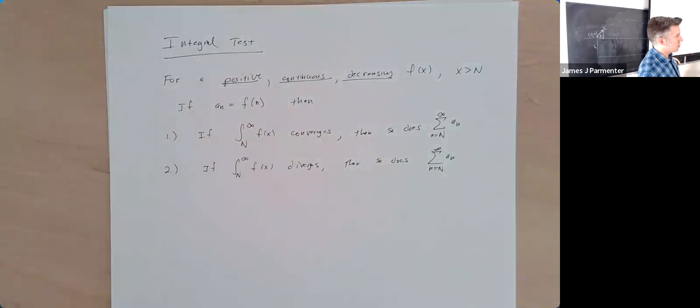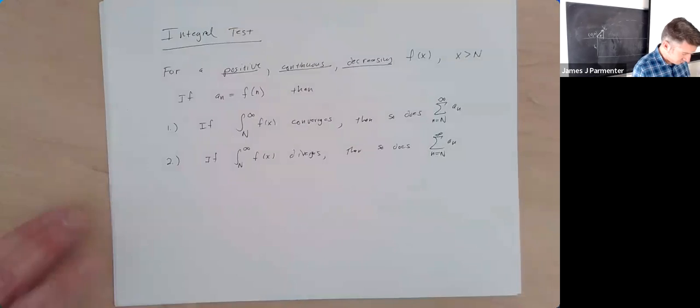So if you know one of them converges or diverges, you know the other one converges or diverges, and vice versa. You know the series converges or diverges, you know the integral does the same thing. The short way of saying this is just the integral and the series have the same behavior. One of them is convergent, so is the other one. One of them is divergent, so is the other one.